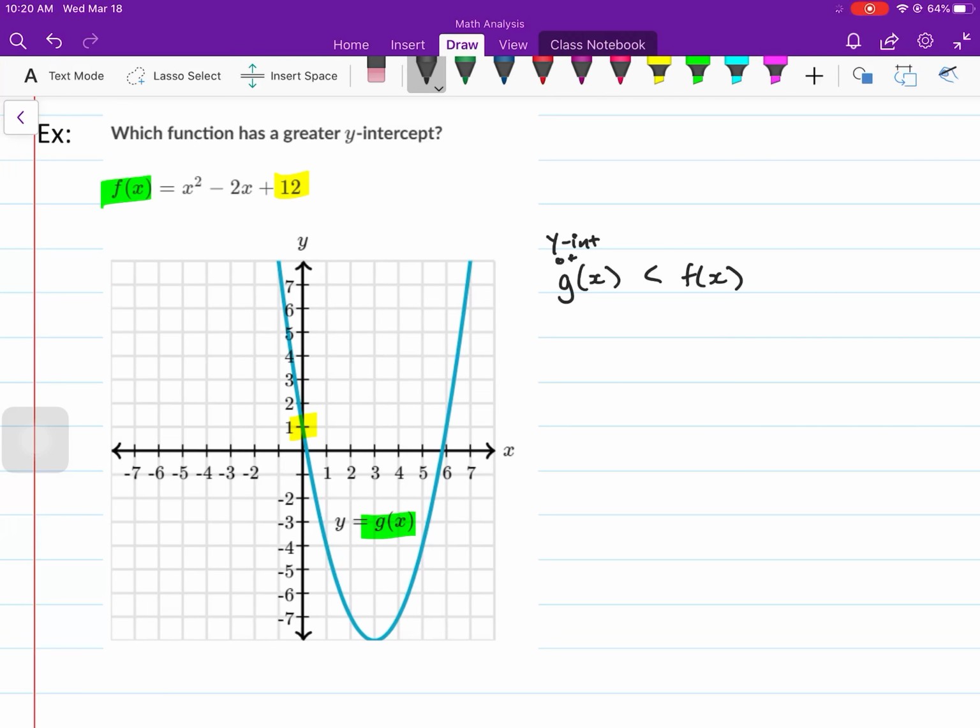So let me put: y-intercept of g of x is less than the y-intercept of f of x, because f of x's y-intercept is 12, g of x's is 1. So actually to answer the question, which one's greater would be f of x.